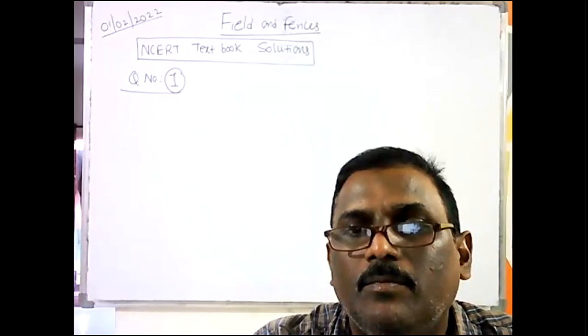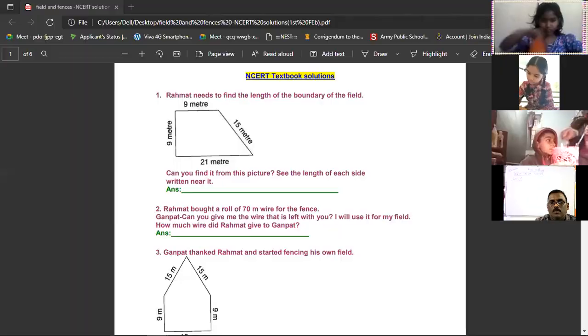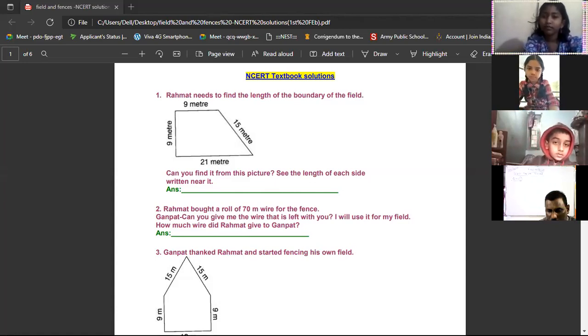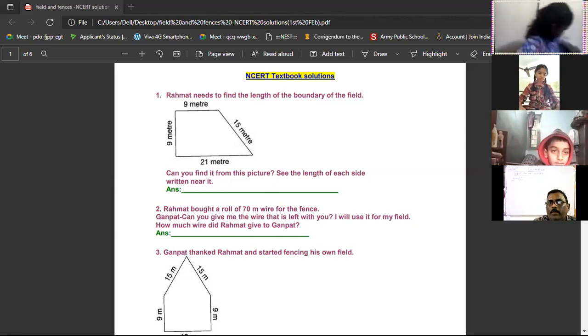Class. This meeting is being recorded. So let us start doing NCERT textbook solutions. As I said, today don't write anything in the notebook. Take a rough paper and do the calculations when I ask. Look at the first question. All these questions are there in your textbook. So we are going to solve the textbook exercise problems. Okay.